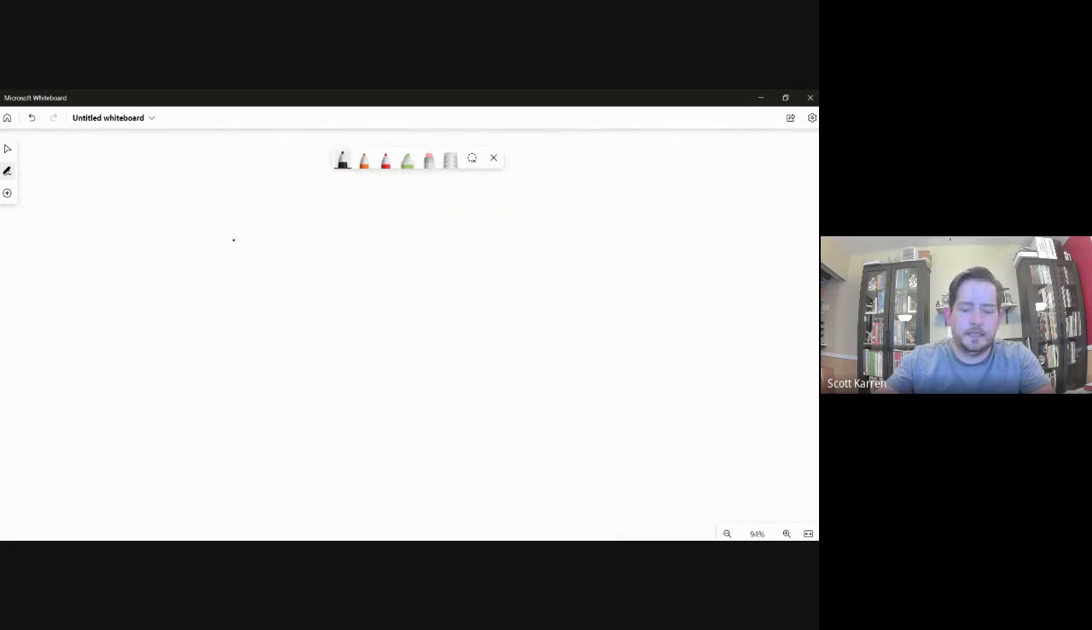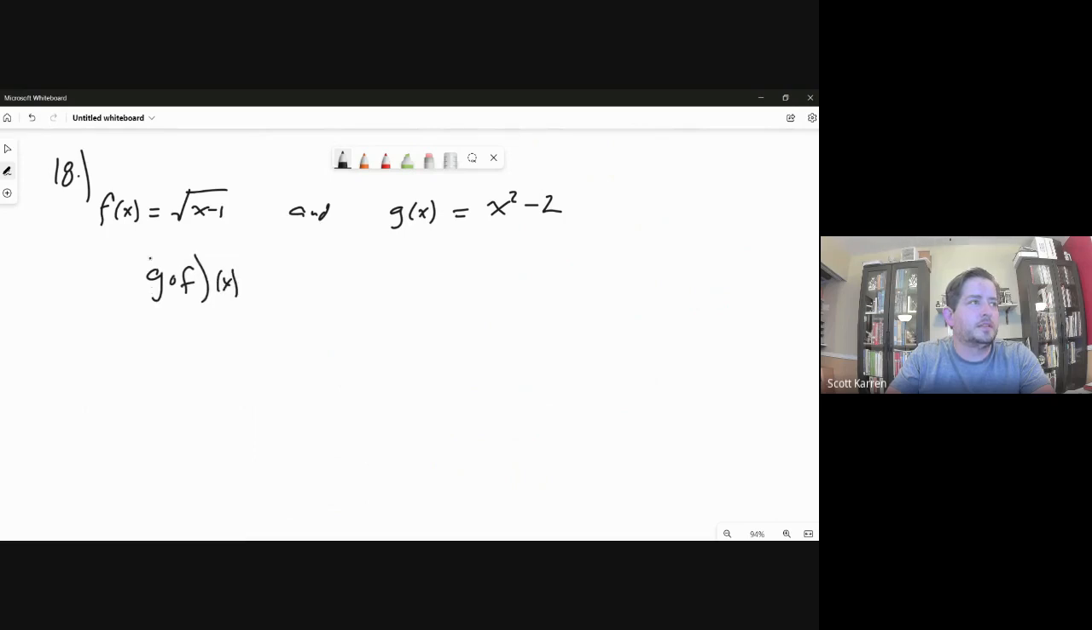Let's look at 18. f of x equals the square root of x minus 1. And g of x is x squared minus 2. And we're asked to find the following. So let's find a few of these. Let's find g composition f of x. And then let's find f composition g of x. And then once we've found those, let's note their domains.